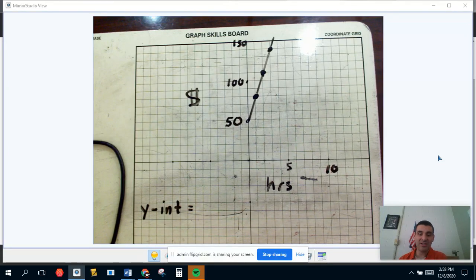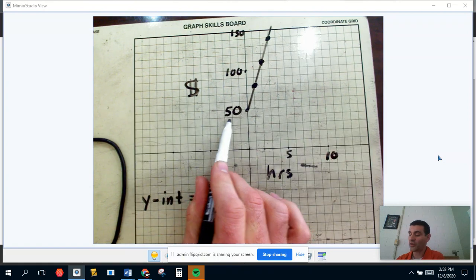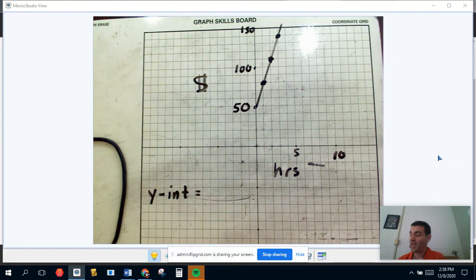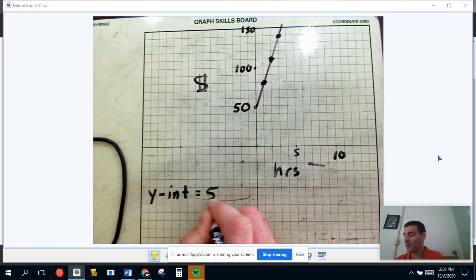So you'll be asked questions like, what's the y-intercept? Well, the y-intercept, of course, is where it crosses the y-axis. That's where x is 0. And you can see clearly it's 50 here.